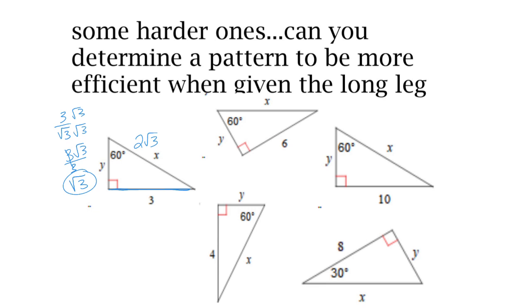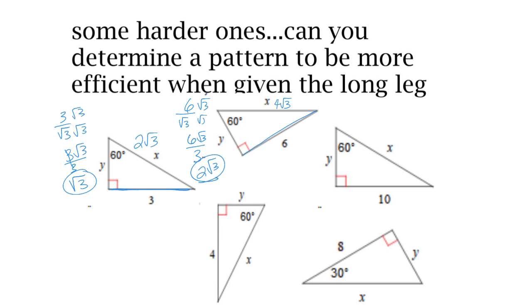Let's try it again. I've got a 6 for my long leg. So I'm going to take it and divide it by the root 3. Then I have to rationalize. And I'm left with 6 root 3 over 3. And so then the 6 and the 3 reduce to just a 2 root 3. So that means the hypotenuse is 4 root 3.